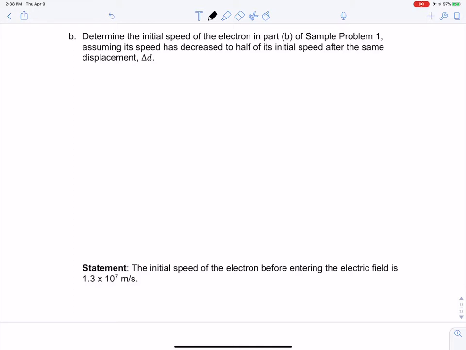Okay, so let's write down a few things we know. We're dealing with an electron, so the charge of the electron is negative 1.6 times 10 to the power of negative 19 coulombs. We know the magnitude of the electric field, 250 newtons per coulomb. We know the displacement from part B was 1.5 meters. We know the mass of the electron is 9.11 times 10 to the power of negative 31 kilograms.